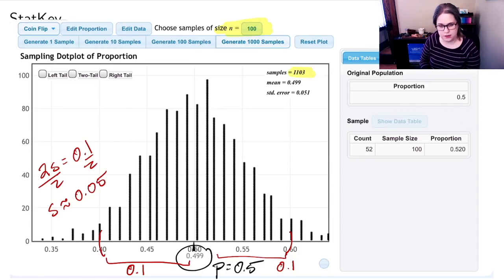StatKey actually is doing us one better. It's finding the standard deviation of the distribution, which is the standard error. Remember, the standard deviation of a sampling distribution is called the standard error, and it computed that the standard error was 0.051. So our estimate was pretty close. So these are some reasonable values we could have observed.